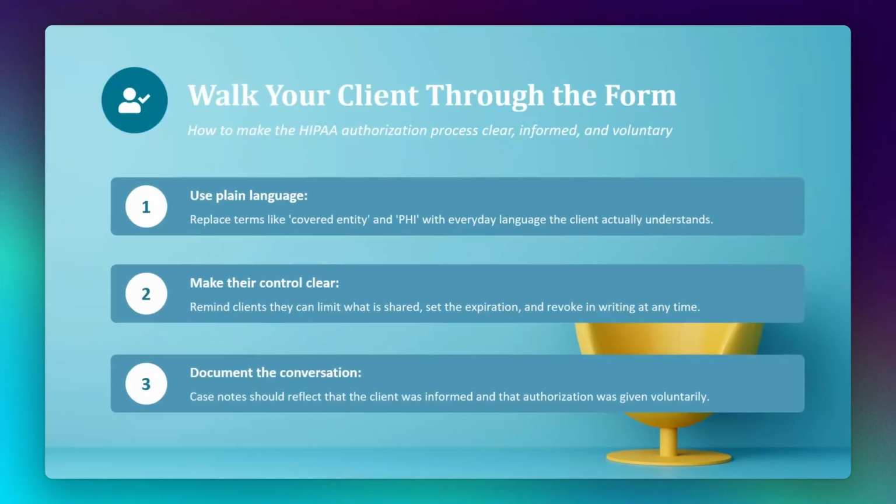Second, make their control really clear. A lot of clients don't realize they can limit the scope of an authorization. They can set a specific expiration or revoke it entirely in writing at any time. That sense of agency often makes clients more willing to sign. And third, document the conversation in your case notes. Note that the client was informed, that they understood, and that authorization was given voluntarily. That documentation protects both you and the client.